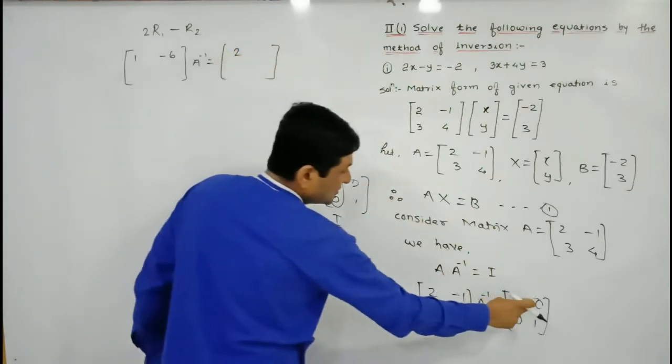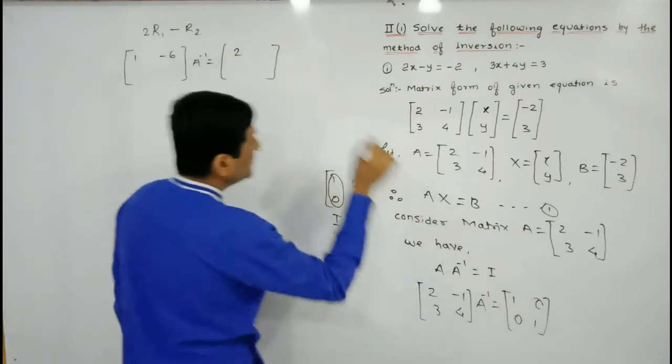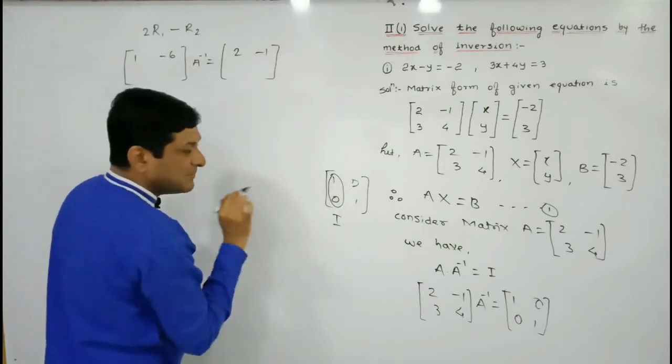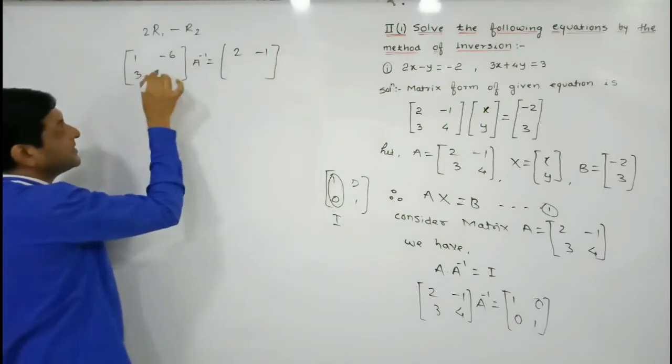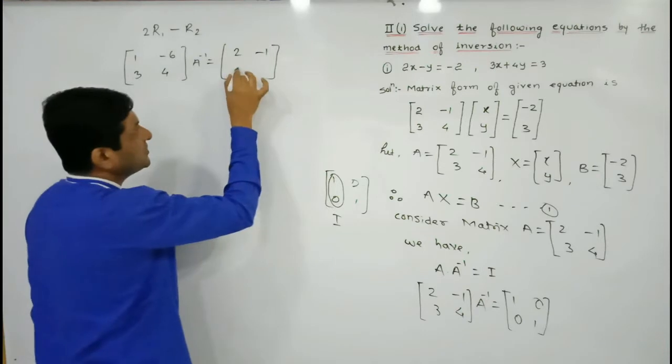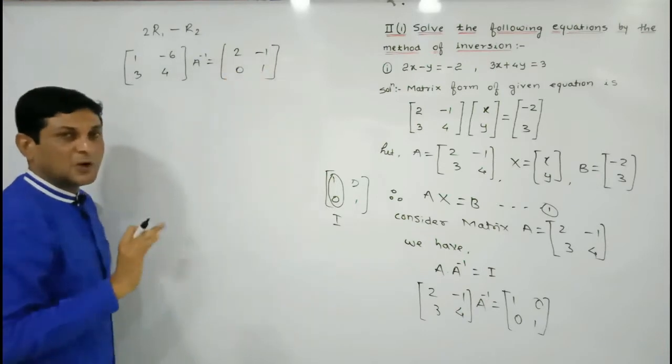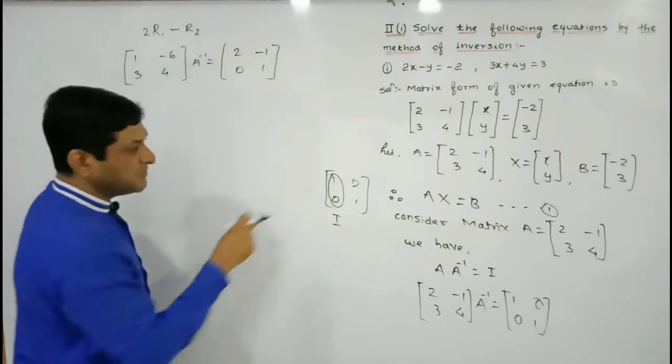Multiply by 2, 0 into 2 is 0, 0 minus 1 will be equal to minus 1. Keep the element of second row as it is. What are the elements of the second row? 3, 4, 0, 1, because there is no operation on the element of the second row.